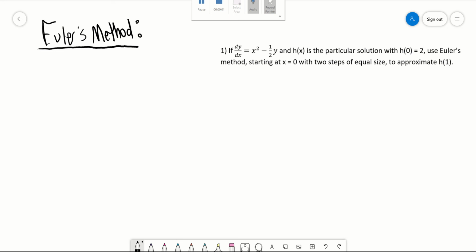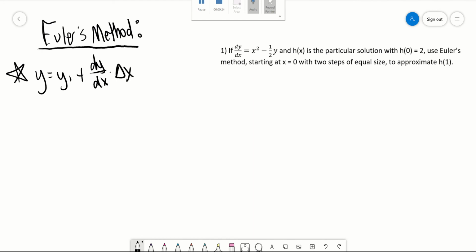Okay, one of the last things as far as differential equations was concerned for BC is Euler's method. Euler's method was one of those things that's really not hard, it's just tedious and you have a lot you got to keep up with. So first thing, your equation for Euler's method is y equals y1 plus dy dx times delta x.